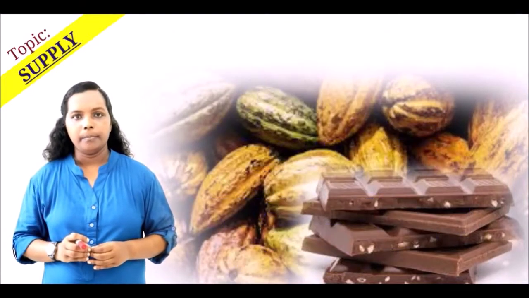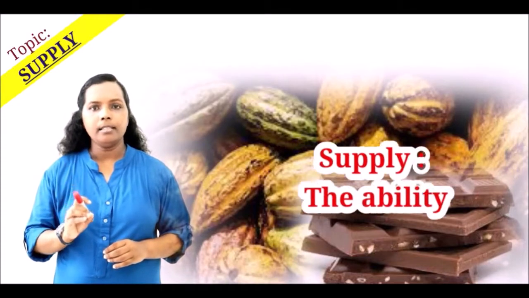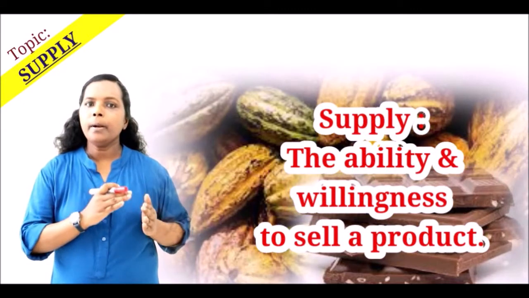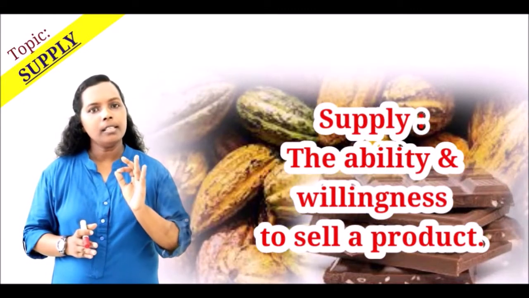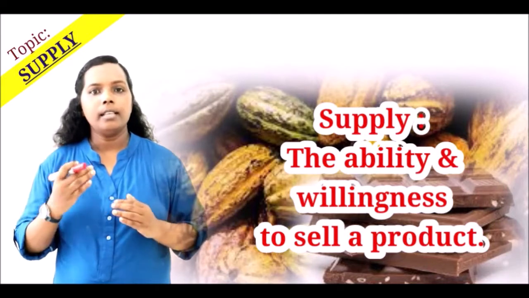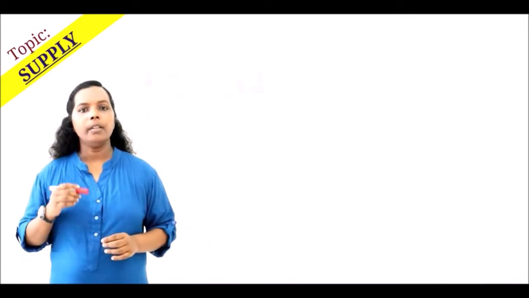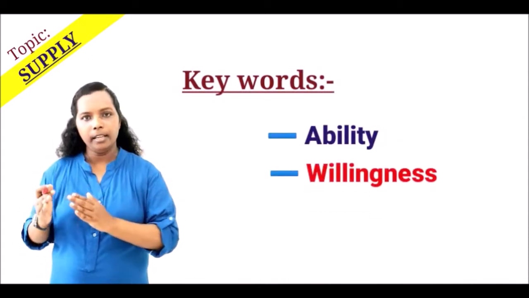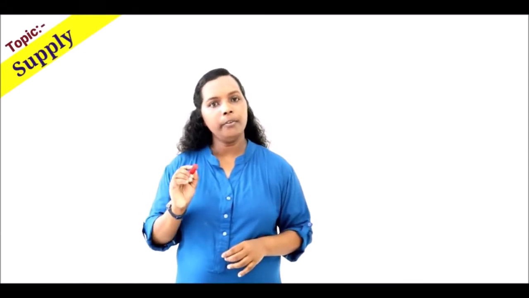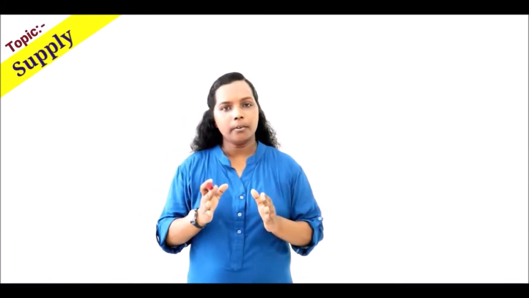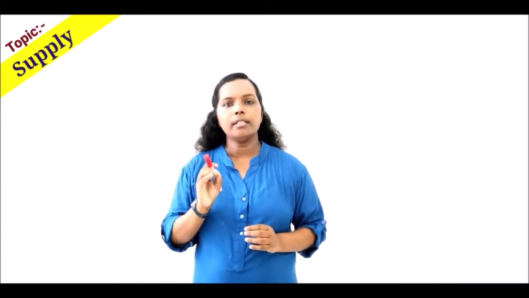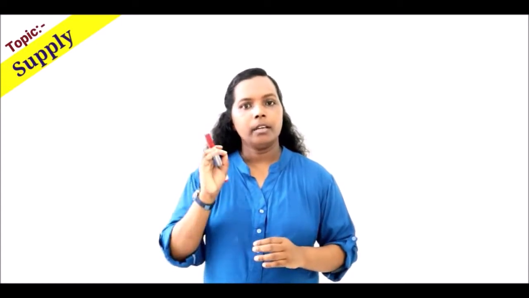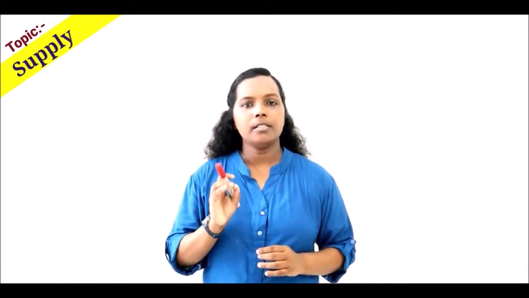What does it mean? In economics, supply means the ability and willingness to sell a product. Here, the supply of cocoa means the cocoa producer's ability and willingness to sell the cocoa in the market. The key words supporting the definition of supply will be ability and willingness. Supply should not be confused with production. Production refers to the process through which the goods and services are produced. Supply, on the other hand, refers to the goods and services the producers are selling in the market.